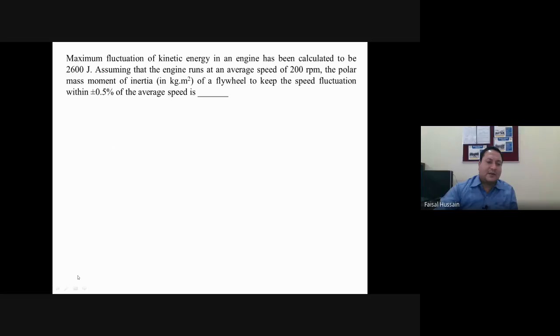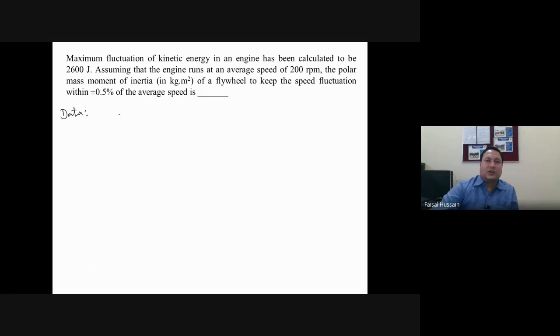Now, in the second problem, generally in a flywheel, the mass moment of inertia is asked to be determined. This problem is very simple. Here, we have to determine the mass moment of inertia.